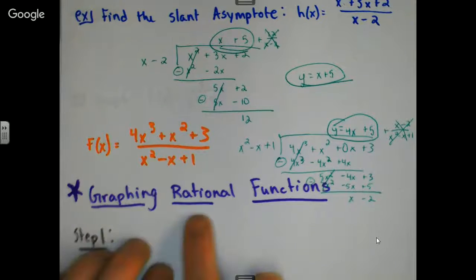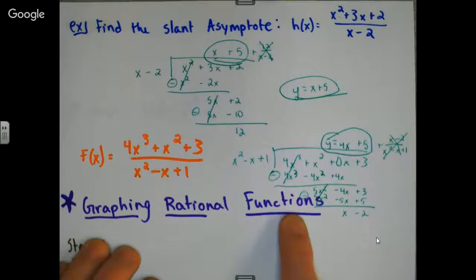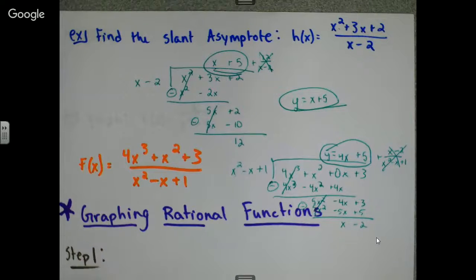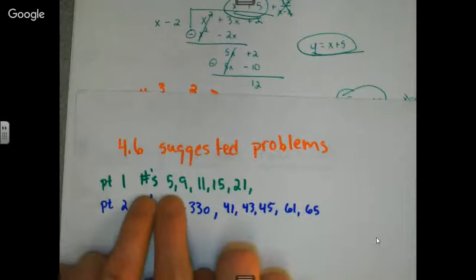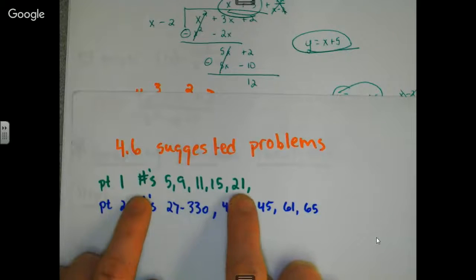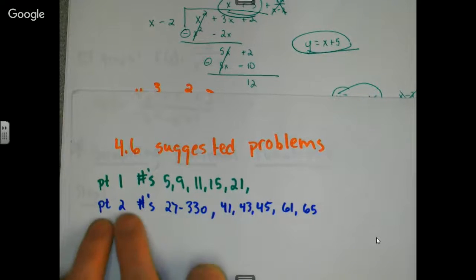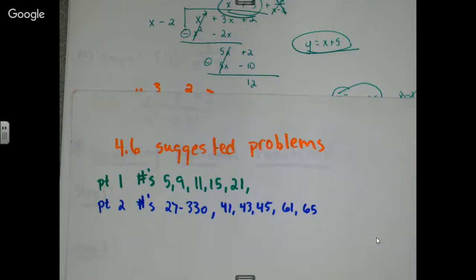We'll continue with how to graph these rational functions in the second part. So I've got some suggested problems here in the green, the 5, 9, 11, 15, and 21 that you can go ahead and give a try. Here's part 2. That will be on the next video.